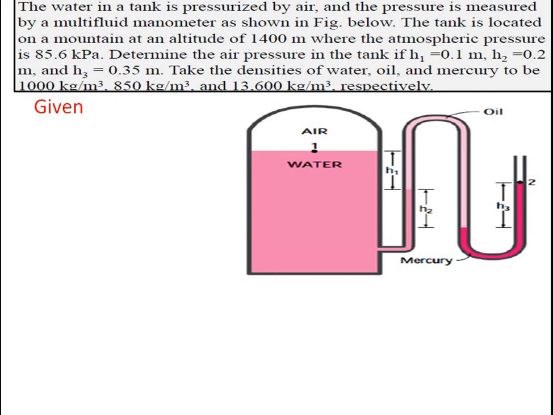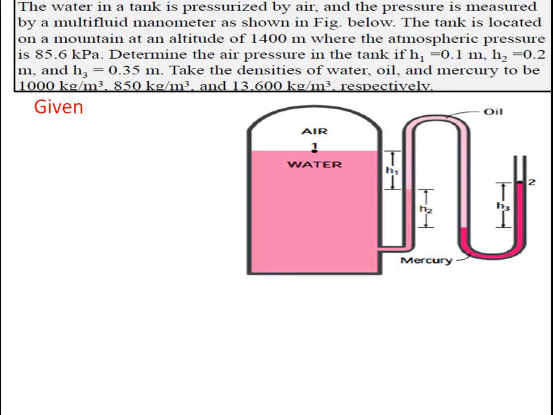Now this is the problem. The water in a tank is pressurized by air, and the pressure is measured by a multi-fluid manometer as shown in the figure. The tank is located on a mountain at an altitude of 1400 meter, where the atmospheric pressure is 85.6 kilopascal. Determine the air pressure in the tank if H1 is equal to 0.1, H2 is equal to 0.2, and H3 is equal to 0.35 meter. Take the densities of water, oil and mercury to be 1000, 850 and 13,600 kg per meter cube respectively.